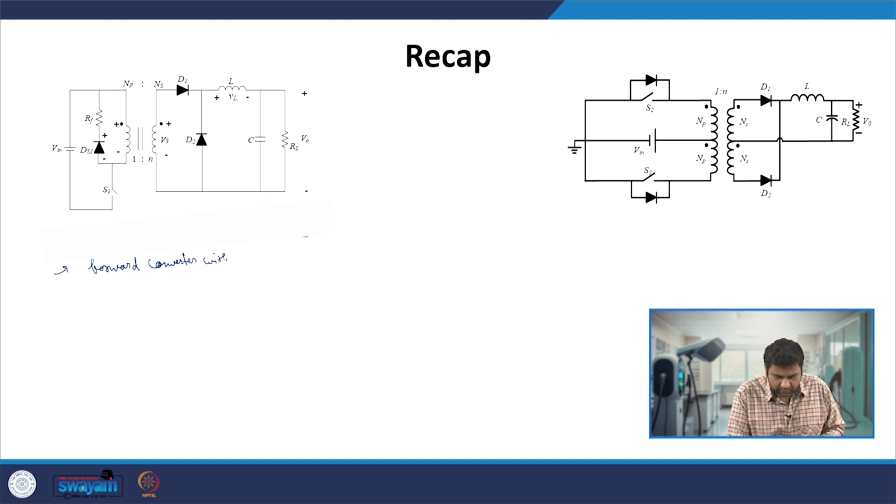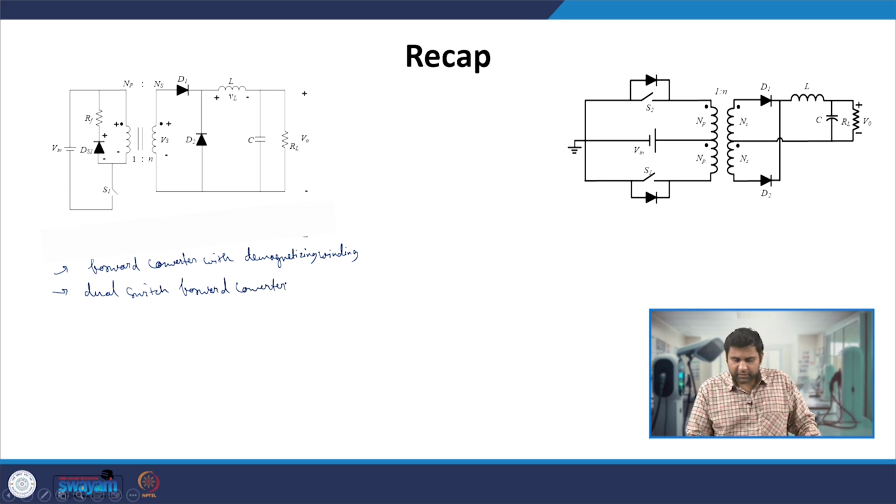We have seen the forward converter with demagnetizing winding, and we have seen the dual switch forward converter, and we have understood what are the advantages and disadvantages of the forward converter. Then we moved ahead and saw the push pull converter.